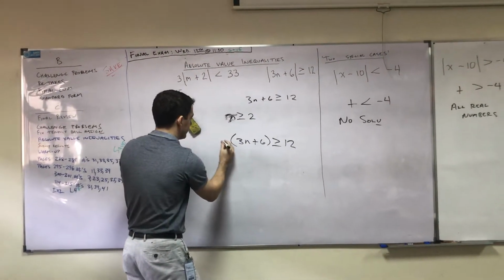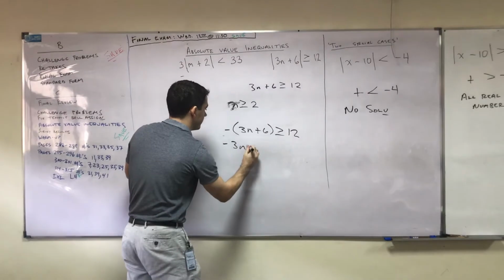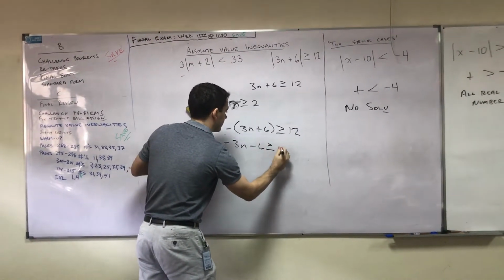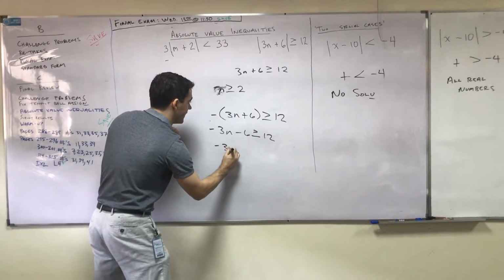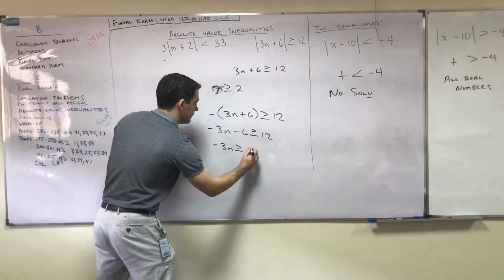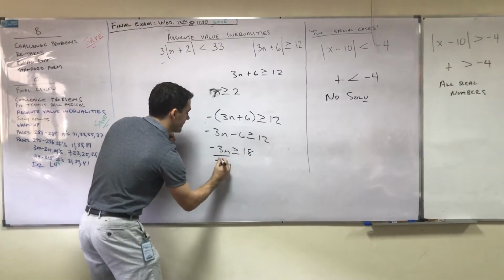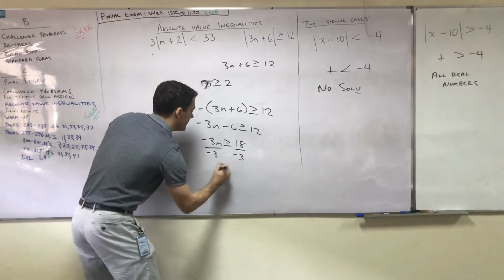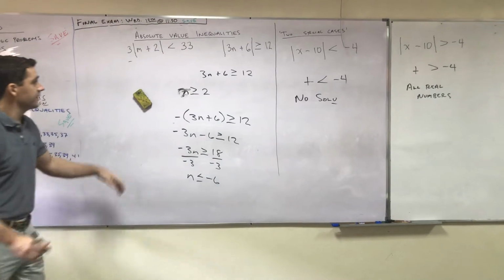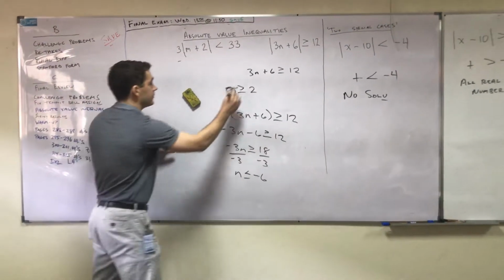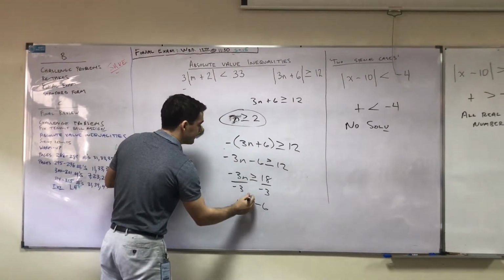Minus 3n and minus 6. Yeah, okay, that's fine. Then you divide. Add 6, -3n is greater than or equal to 18. Divide by -3, divide by -3. N is less than or equal to -6. And there we go. There are two solutions, 2 and -6.